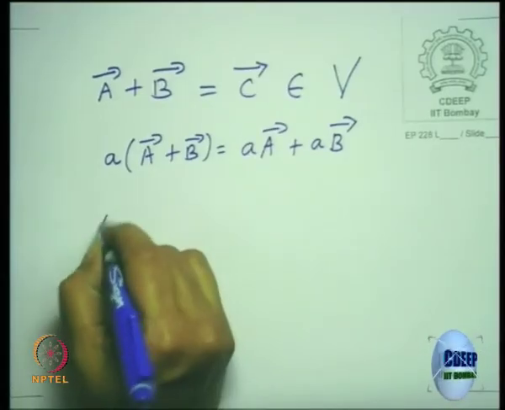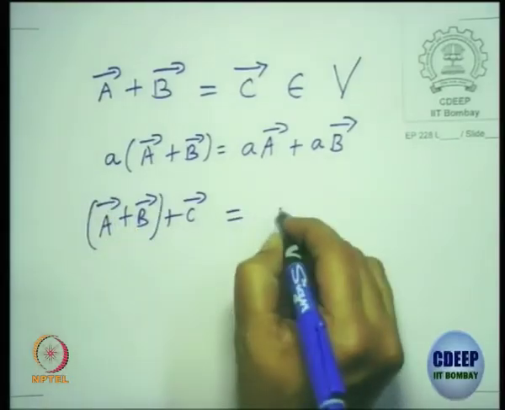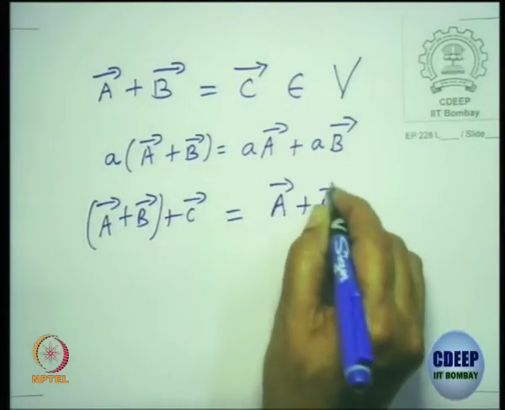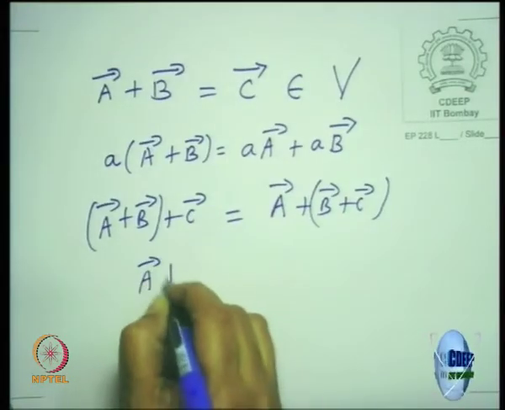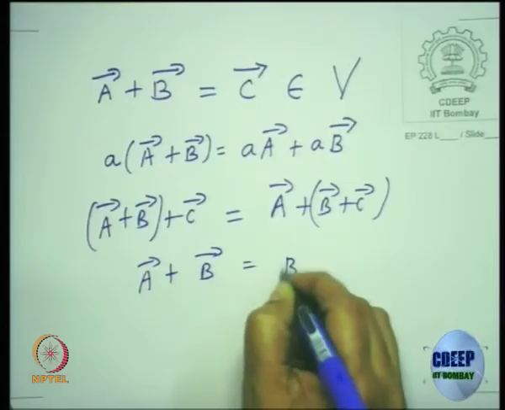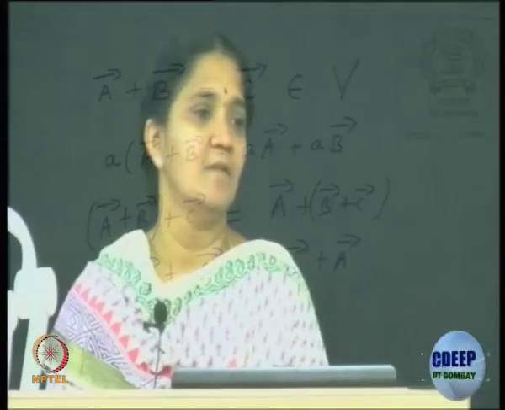And also have A plus B plus C satisfying associativity property, right? And vector addition, they are commutative, in the sense the order does not matter. Okay. So then these properties which are satisfied, you call this space a linear vector space, right? And this is satisfied in your 3 dimensional world.